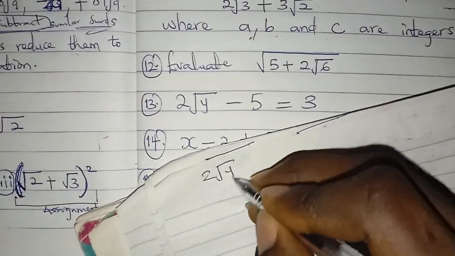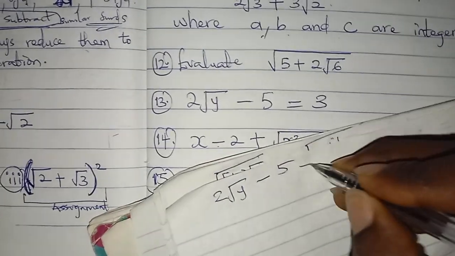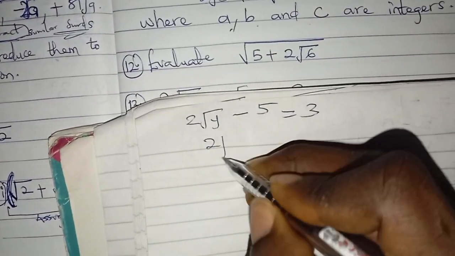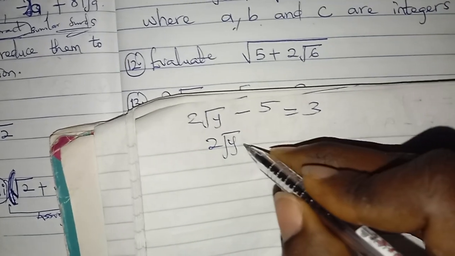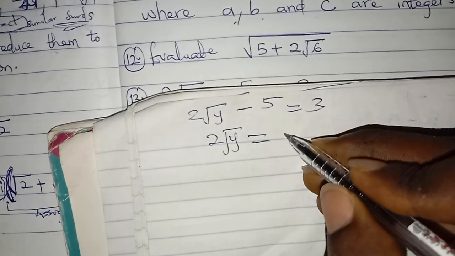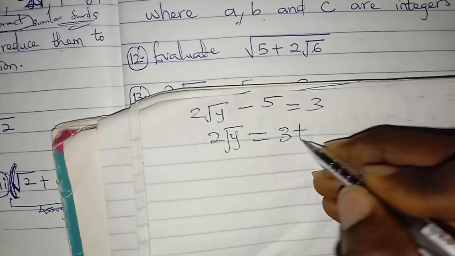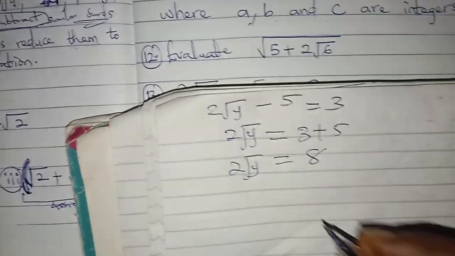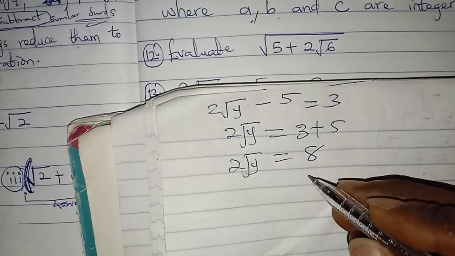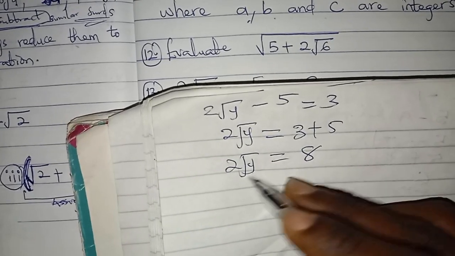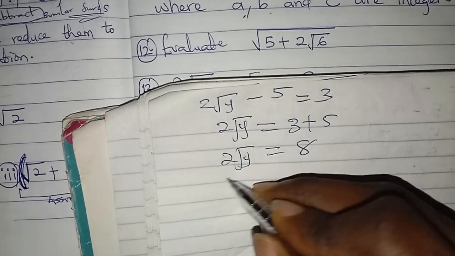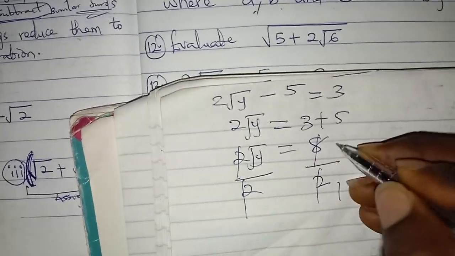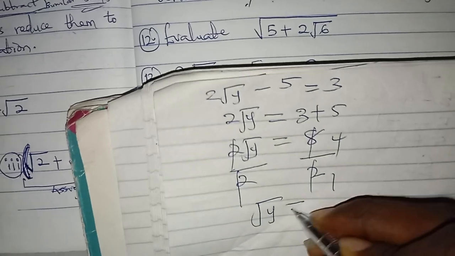2 root y minus 5 equals 3. 2 root y equals 3 plus 5, 8. At this junction, we divide both sides by 2, and we have root y equals 4.